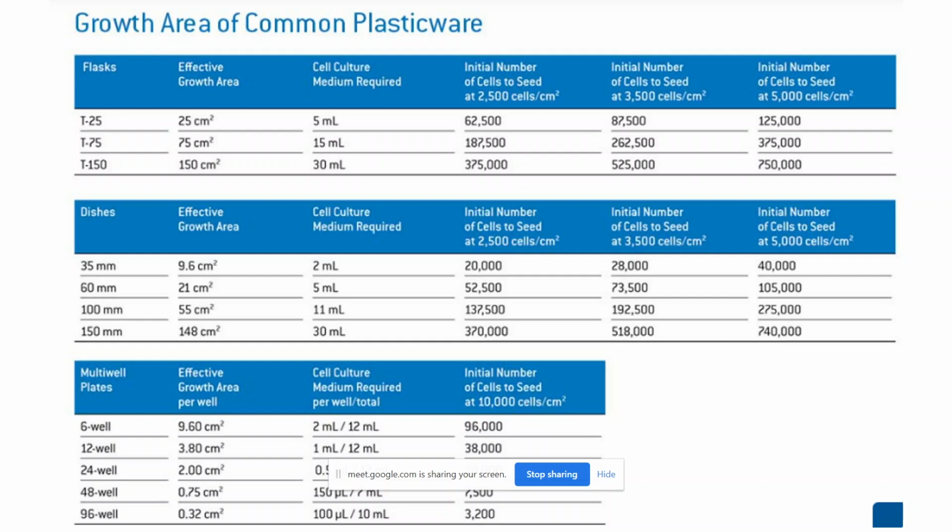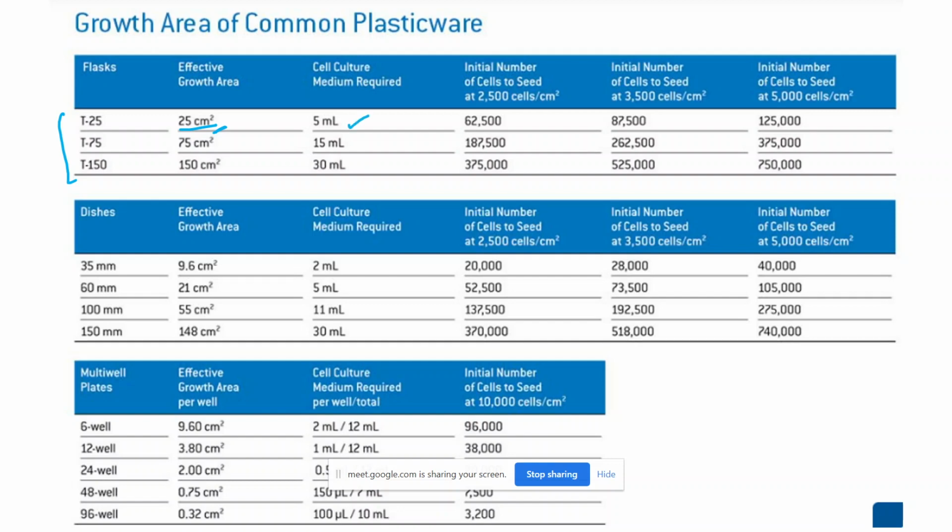So it is not just that the T flasks have different areas. The other kinds of dishes that I discussed also have different areas and serve different purposes. For example, if you look at the table here, a T25 flask has an effective growth area of 25 centimeters squared, and the volume of cell culture medium that can be used in a T25 flask will be 5 ml.